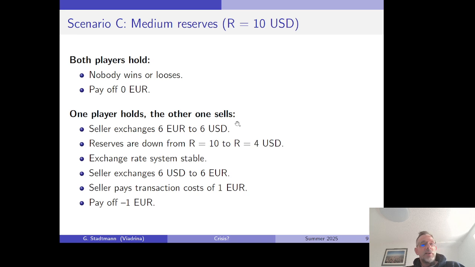exchanges €6 into $6. Reserves are down from 10 to 4. The central bank is not running out of reserves and the exchange rate system is stable. Seller exchanges $6 to €6. The seller pays the transaction costs of €1, and this is the payoff for the player who is selling.